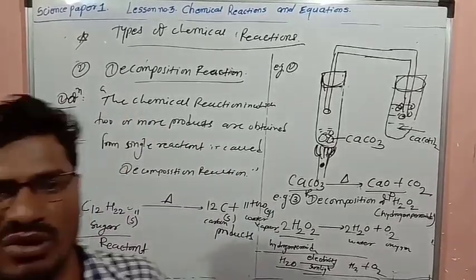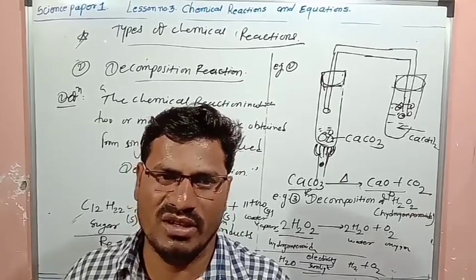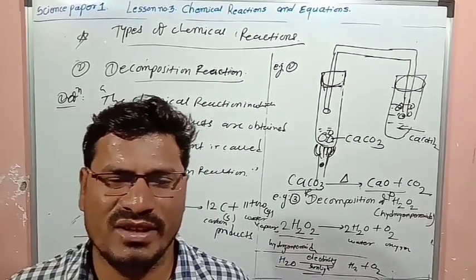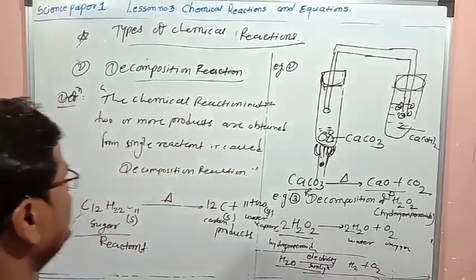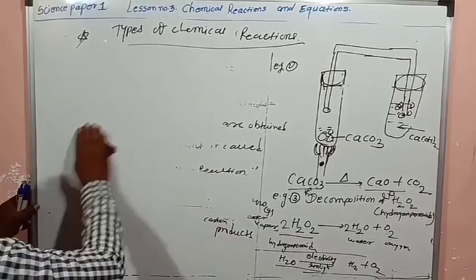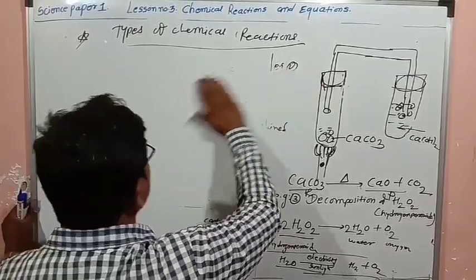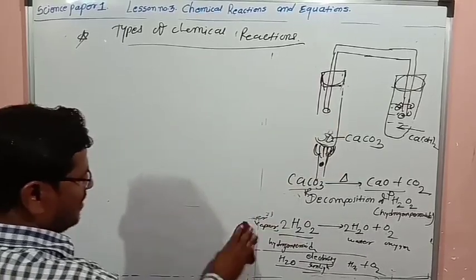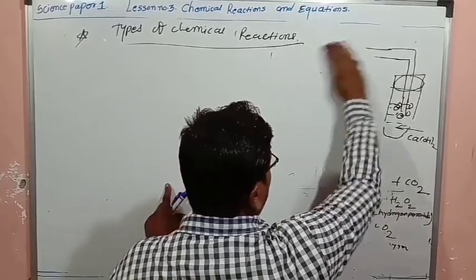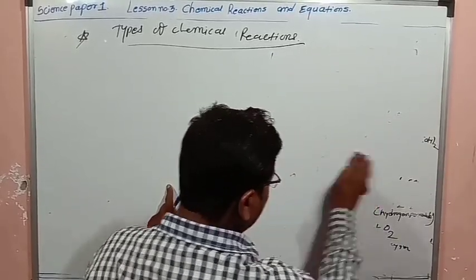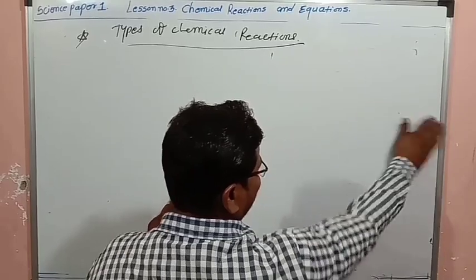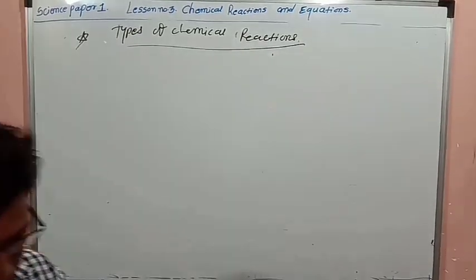The chemical reaction in which two or more products are obtained from a single reactant is called a decomposition reaction. After this, two more types of chemical reactions are there that we are going to learn. We have studied combination, then decomposition. Now we are going to learn the displacement reaction. In a displacement reaction, the ion of a more reactive element displaces the ion of a less reactive element from its salt solution.